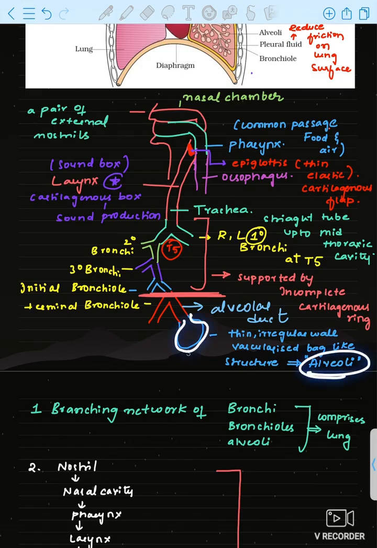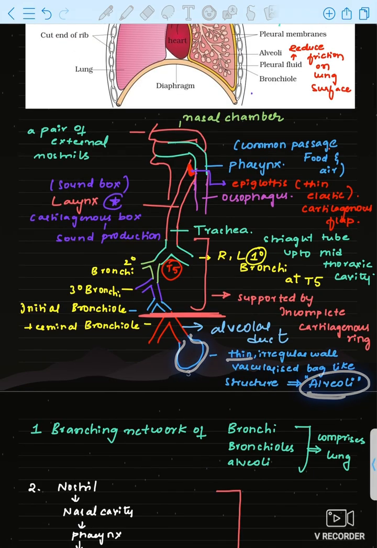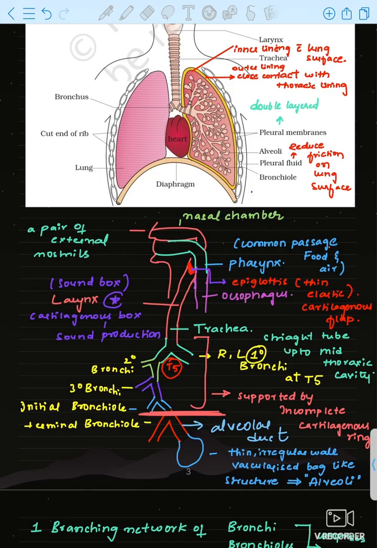Alveoli is a thin, irregular walled, vascularized bag like structure, you can see, and here all blood vessels will be there. That is why it is a vascularized bag like structure, that is alveoli. I think you are clear with the pathway.